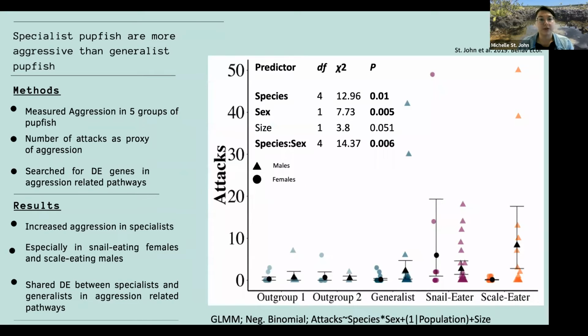So what we found was that snail eaters and scale eaters had an increased number of attacks compared to specifically generalist outgroups. Furthermore, this pattern seems to be primarily driven by male scale eaters and female snail eaters. We also did find evidence of differentially expressed genes between both specialists and generalists in aggression-related pathways. And interestingly, these genes were also annotated as having effects on things like androgen production and maternal care behaviors.